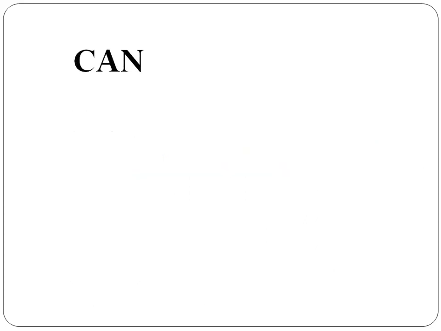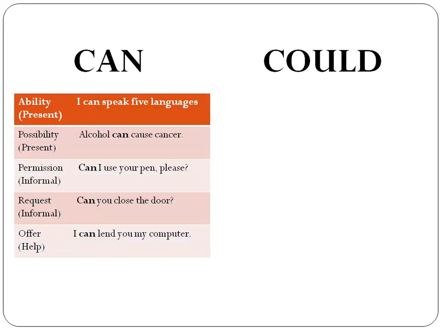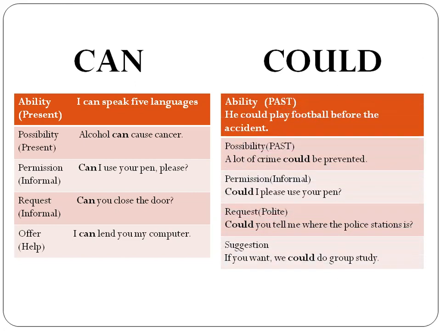Now, let's have a quick look at the differences between can and could. What have you understood till now? Can shows the ability, possibility, permission, request, and offer in the present time. And could shows the ability, possibility, permission, request, and suggestion, sometimes in the past, and in the case of request, permission, and suggestion, it can be used in the present.